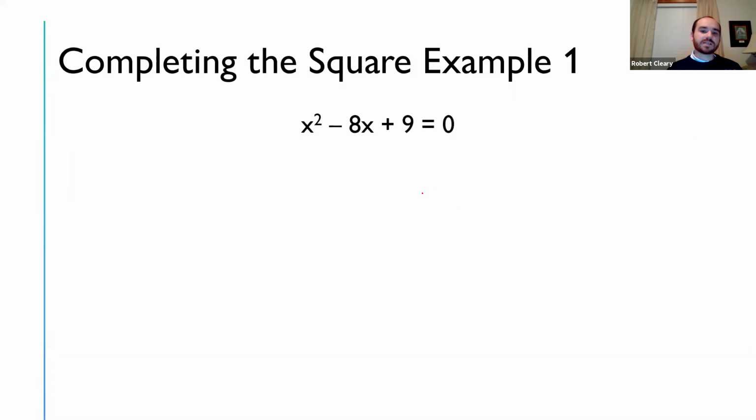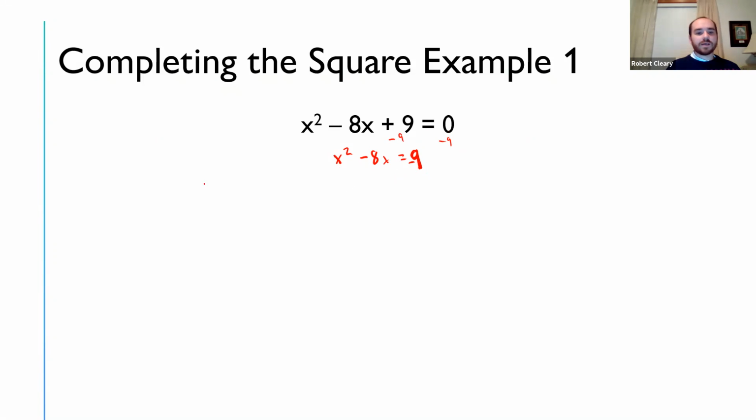We have x squared minus 8x plus 9 equals 0. So the first thing we want to do is rewrite this as x squared minus kx, so in this case 8x, equals d, which in this case is going to be -9. We subtracted 9 from both sides. So first things first, we rewrote this.